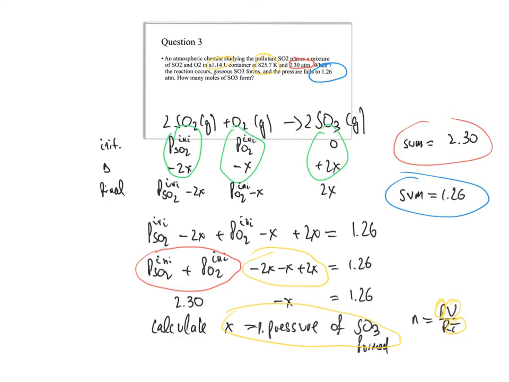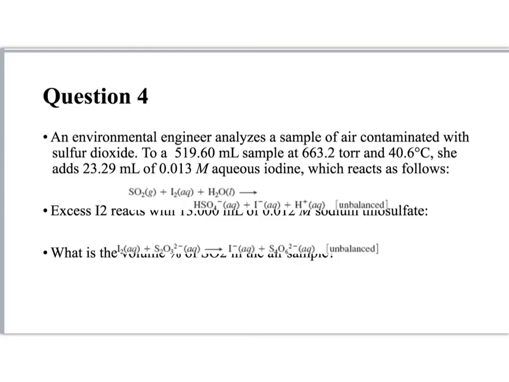This problem here is an interesting problem, and when I imported it into the software, the images kind of overrode the text a little bit, but you have it on Canvas, so you should know how to solve this problem. Maybe for clarity, I'll say this should be 15 milliliters, this should be 0.012 molar, and this is asking for the volume percent of SO2 in the sample.